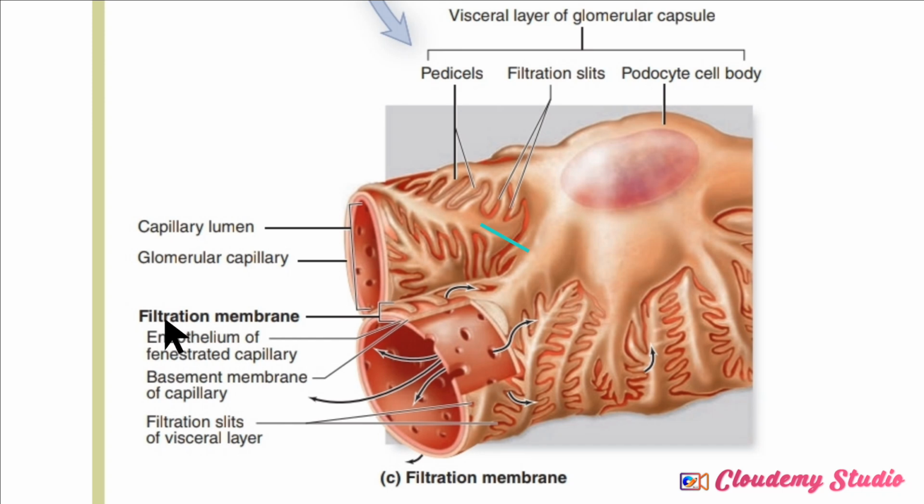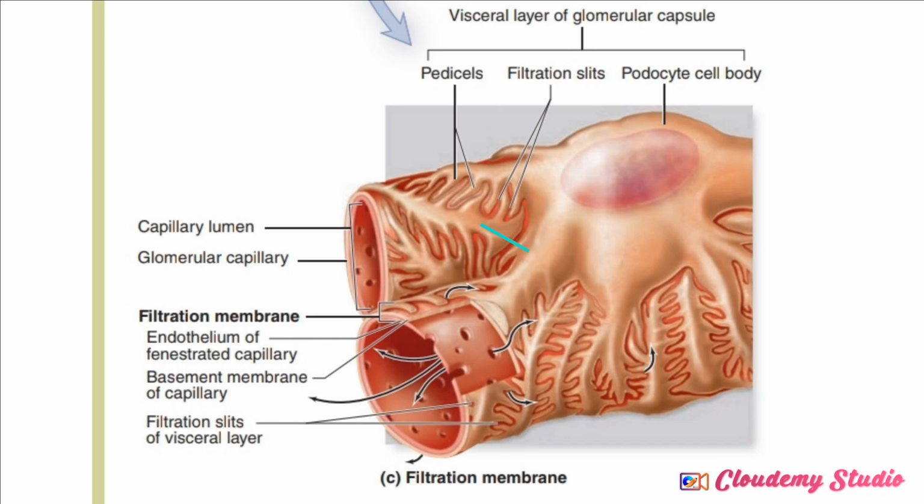The endothelial cells prevent the filtration of large protein molecules. And the third part is the slit pores. I've mentioned the basement membrane of the capillary, the endothelial fenestrated cells, and the slit pores. The function of the slit pores is that they produce slits, which prevent the filtration of medium-sized protein.